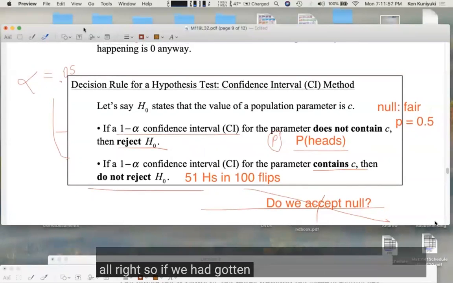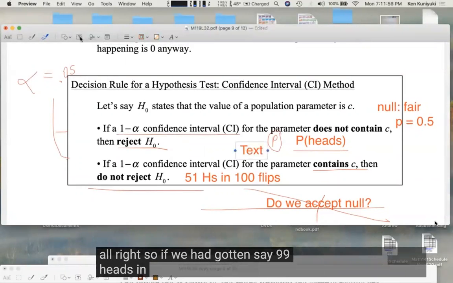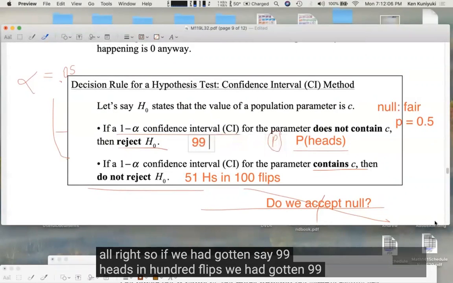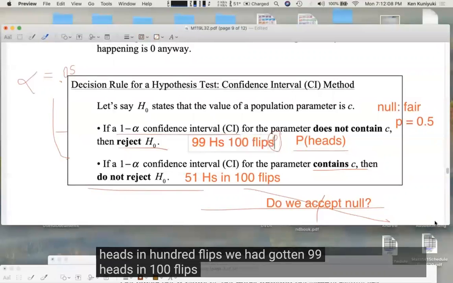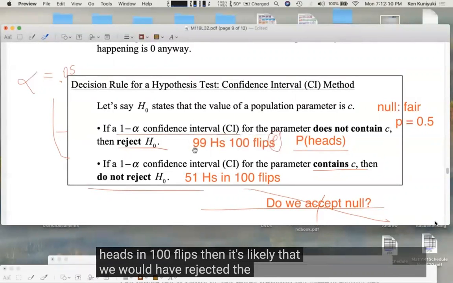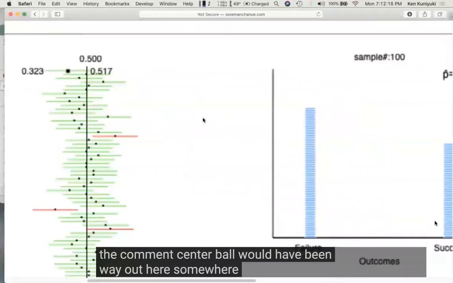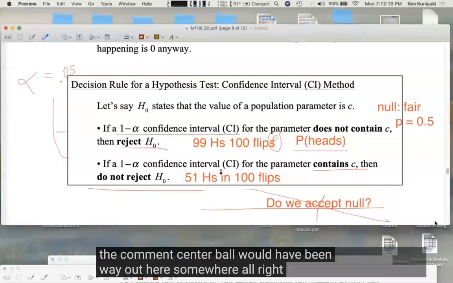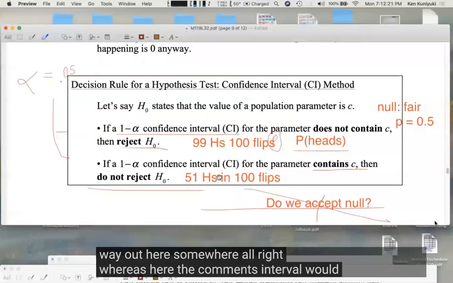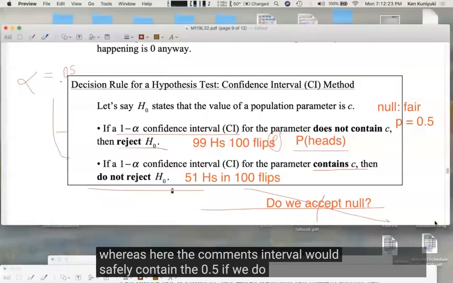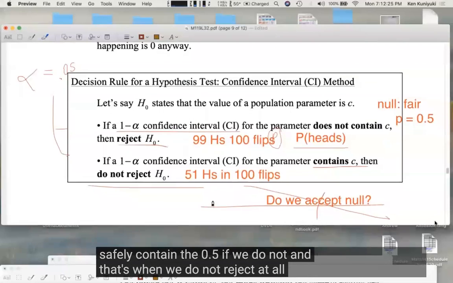So if we had gotten, say, 99 heads in 100 flips, then it's likely that we would have rejected the null. The confidence interval would not have contained 0.5. It would have been too high. The confidence interval would have been way out here somewhere. Whereas here, the confidence interval would safely contain the 0.5, and that's when we do not reject the null.